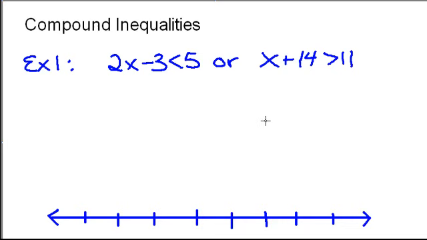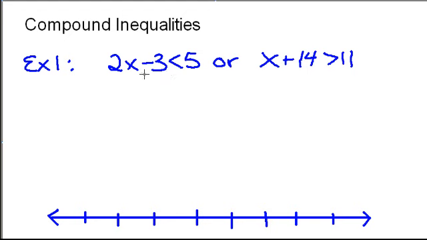Today I'm going to be going over two different examples of how to solve compound inequalities. The first example we are going to look at is 2x minus 3 is less than 5, or x plus 14 is greater than 11. We have two different inequalities here, and we're going to solve each of them separately, and then graph them both on our number line.